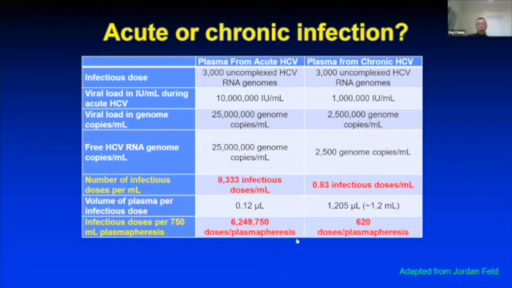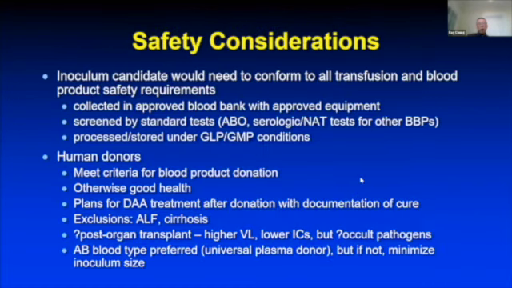And if we were to take plasmapheresis and take donors, we could get, say, for 750 milliliter plasmapheresis, over 6 million infectious doses as compared to 600 in the chronic scenario. So the acute scenario certainly appears to be far more attractive.